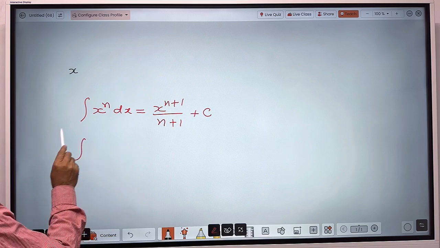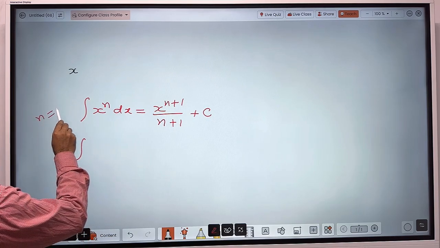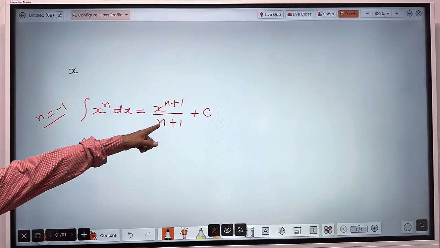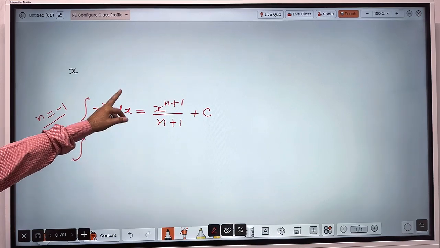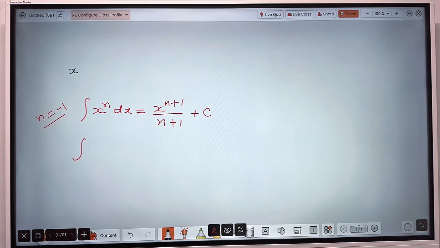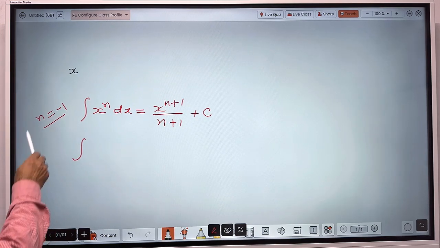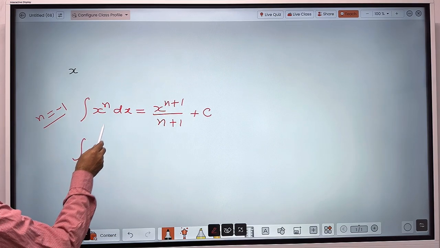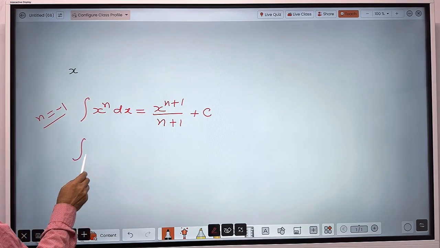But here there is one limitation that I will tell. n cannot be minus 1, because if you put n equal to minus 1, then this denominator will become 0. Hence the result will be indefinite, meaning infinite. So we will deal with the situation when n equals minus 1 and see what happens. But before that, let's analyze other values of n.